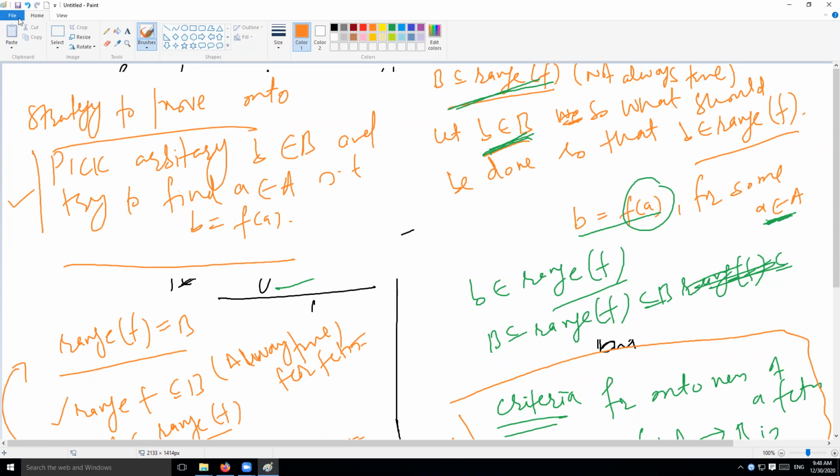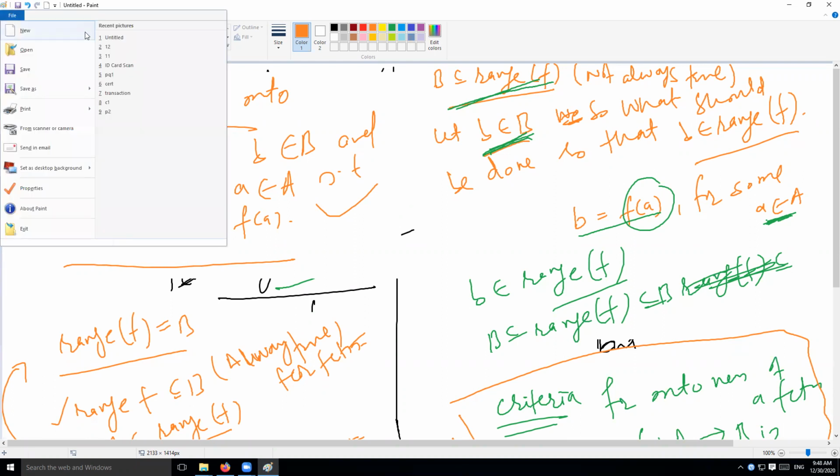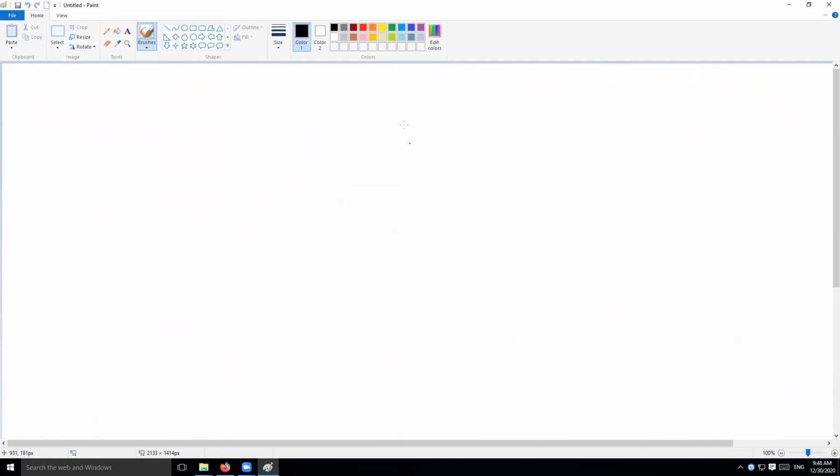Sir, if we are asked in the exam, should we prove only this one thing? Yes, if you have been asked to prove a function is onto, just do this. You don't have to explain all this. But as I am saying, you have to appreciate why this is enough to prove the function is onto. So let's do some examples.